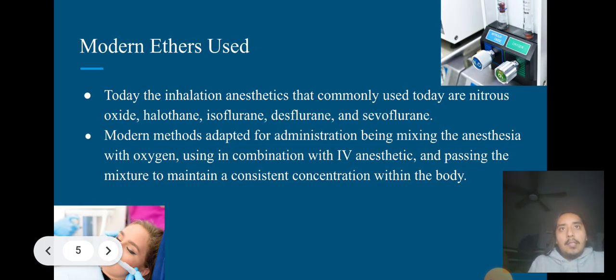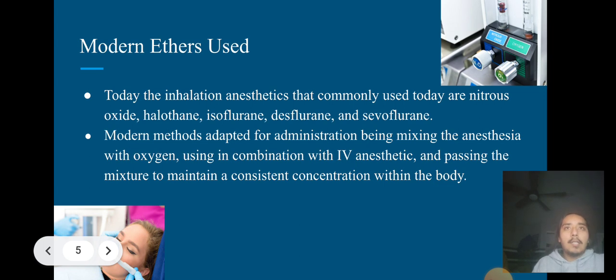In modern times, inhalation anesthetics that are commonly used today are nitric oxide, halothane, isoflurane, desflurane, and sevoflurane. These compounds were much safer as they were potent, caused less irritation, and provided quicker recovery time for the patient. However, these anesthetics still had downsides such as drop in blood pressure, irritation of the lungs for people with pre-existing respiratory issues, and a decreased amount of blood being pumped by the heart.